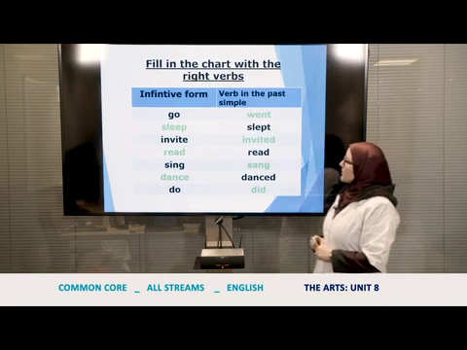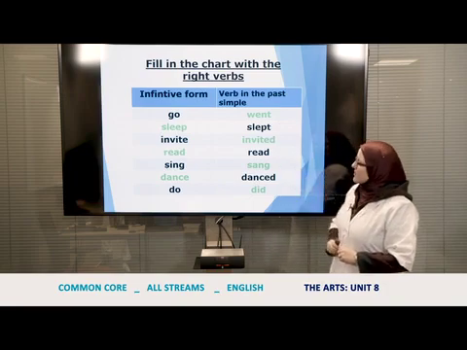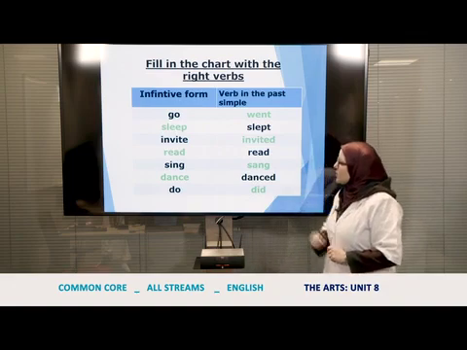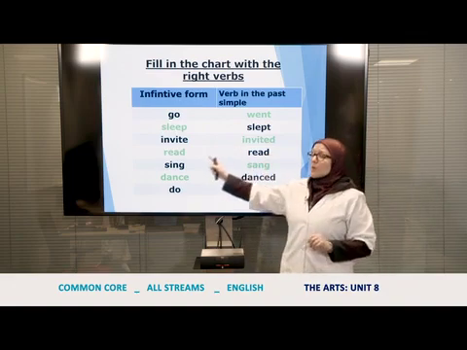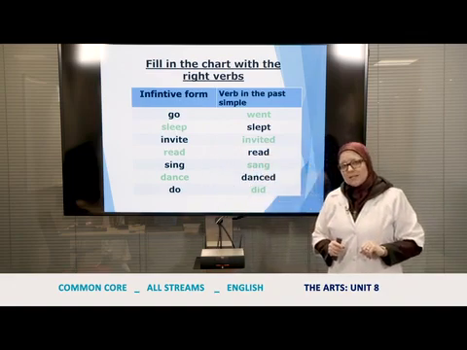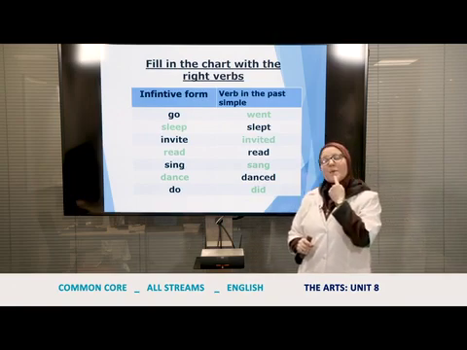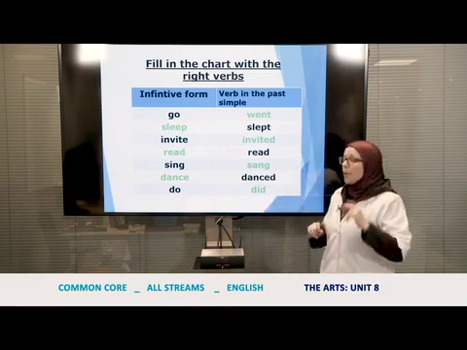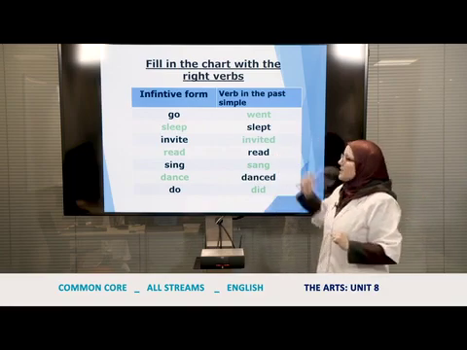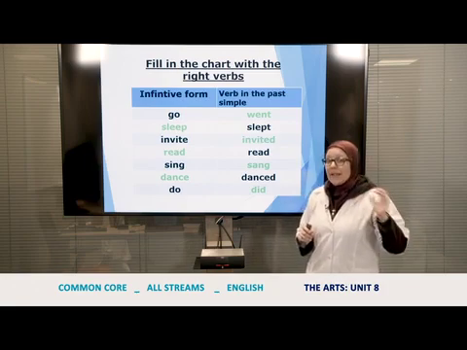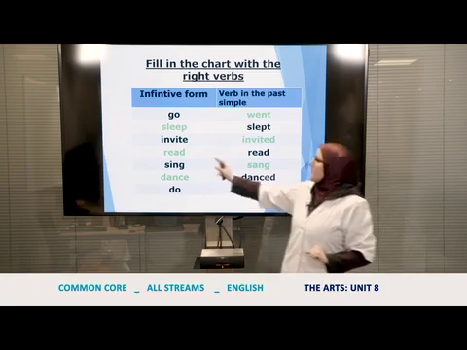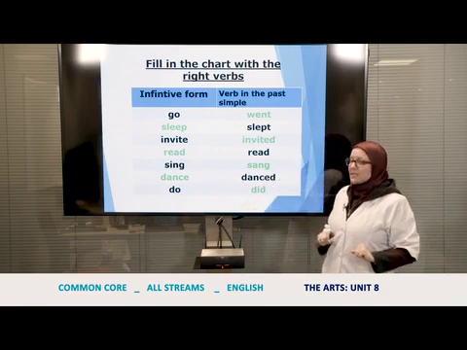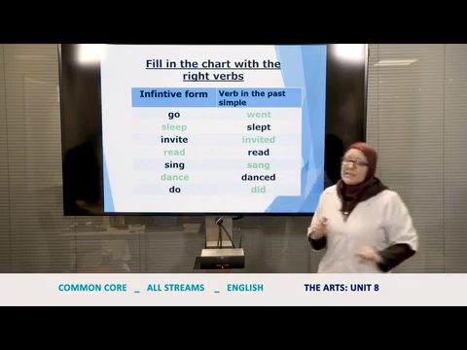So answers: go becomes went, sleep becomes slept, invite becomes invited, read becomes read. The verb to read doesn't change in the past simple, but it changes in pronunciation. So the verb to read in the infinitive form is read, or in the present it's read. But in the past form it becomes read, like the color red, alright? Sing becomes sang, dance becomes danced, and do becomes did.